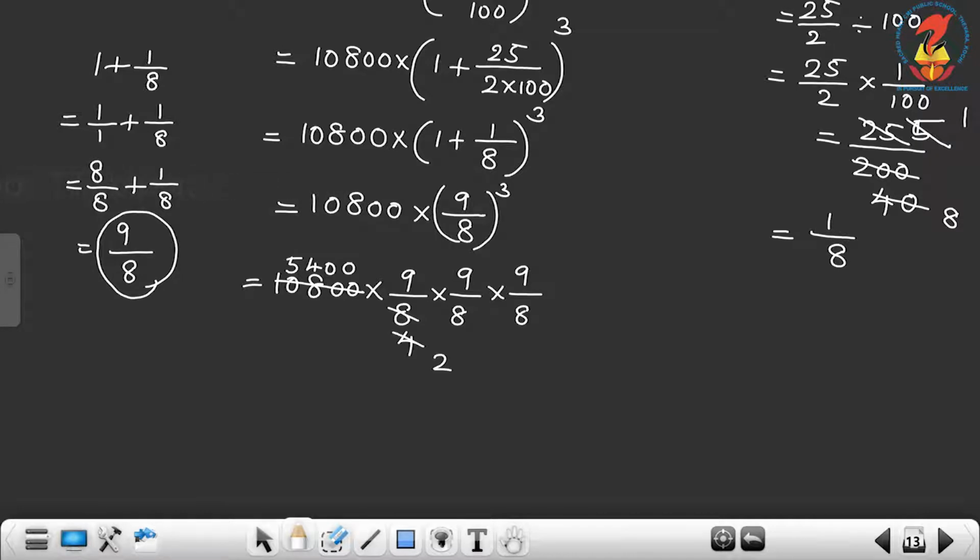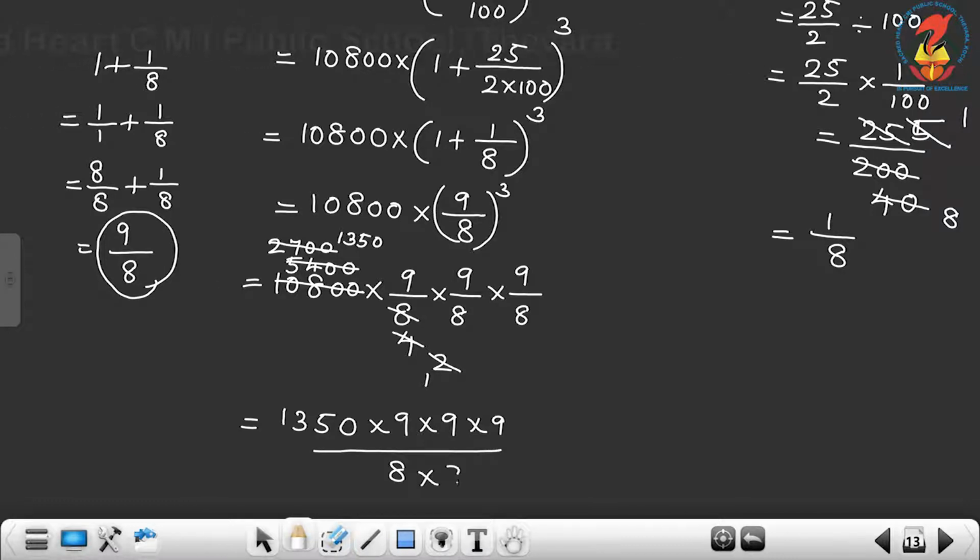Again with the 2, 2 2s are 4, 2,700. Then with the 2, 1 time 1, 1,350. So 1,350 into 9 into 9 into 9 divided by 8 into 8. So here we do not have enough space, so I wrote once again.